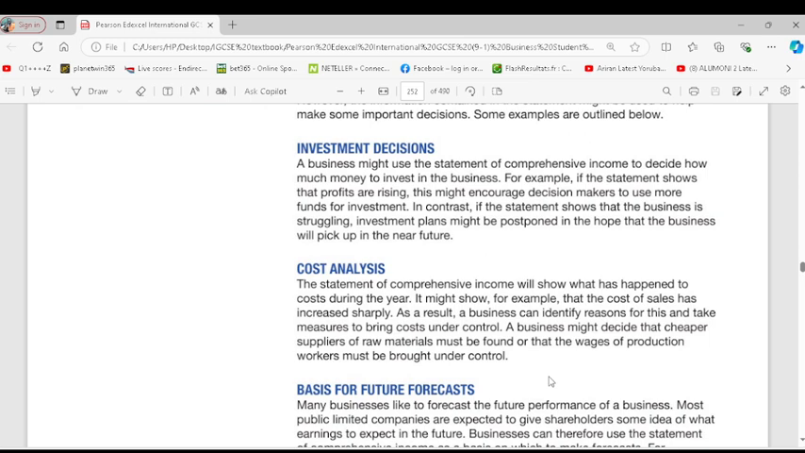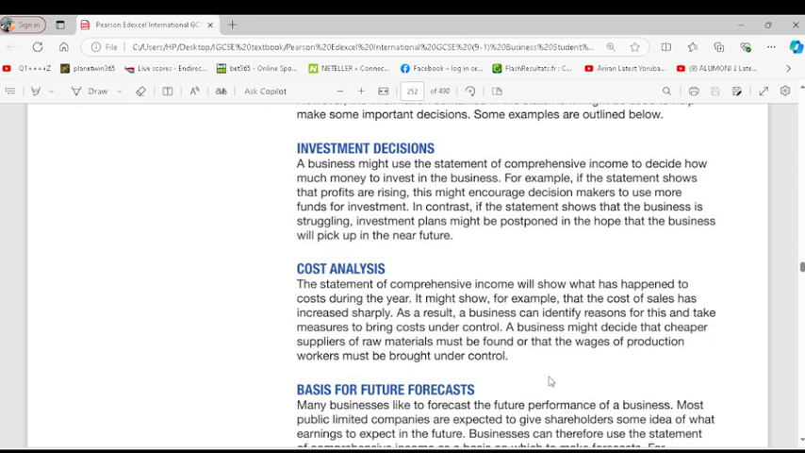Another way to use the statement of comprehensive income for decision making is cost analysis, to decide how to reduce cost. When we have a statement of comprehensive income, you compare it with last year. So the cost of sales of last year is lower than the cost of sales for this year. This year we have an increased cost of sales. Why? We will be able to trace why we have an increased cost, to be able to know what to do about it. That is the point they are making here. So with the statement of comprehensive income, you'll be able to control your cost.